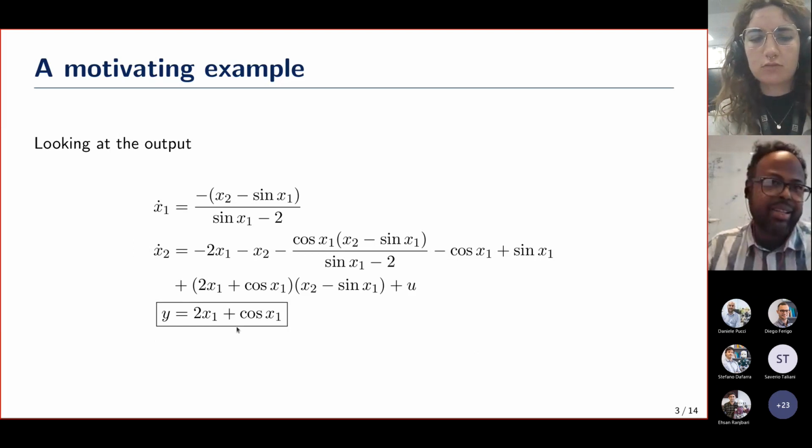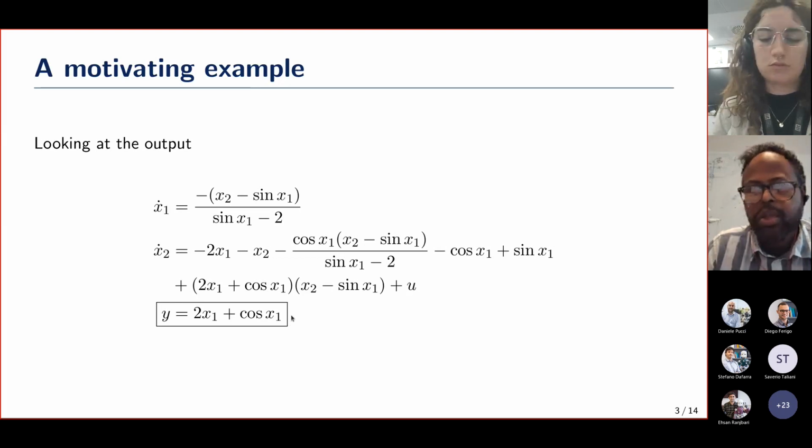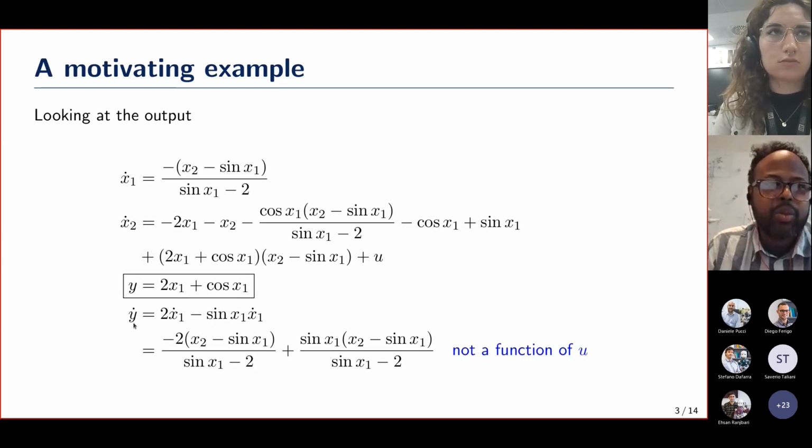So this is the idea generally in continuous time. What we do is we look at the output and we see if the control directly influences the output and at what derivative. So does the function of the output contain u? No. So we differentiate the output one more time: 2x1 dot minus sine x1 times x1 dot for the cosine. And then we substitute x1 dot here. And we end up with a function that is still not a function of u. So we can influence neither the output nor its velocity with the control.